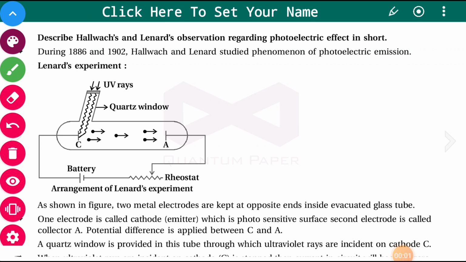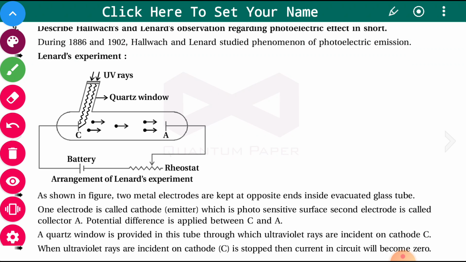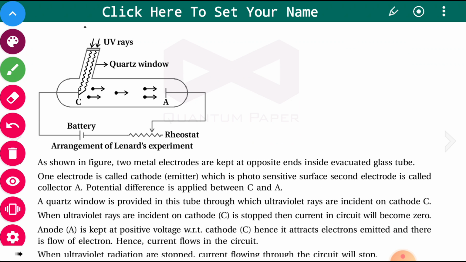Today's topic of discussion is Hallwachs and Lenard's observation regarding the photoelectric effect. Okay, now see Lenard's experiment. First of all, we shall discuss it.